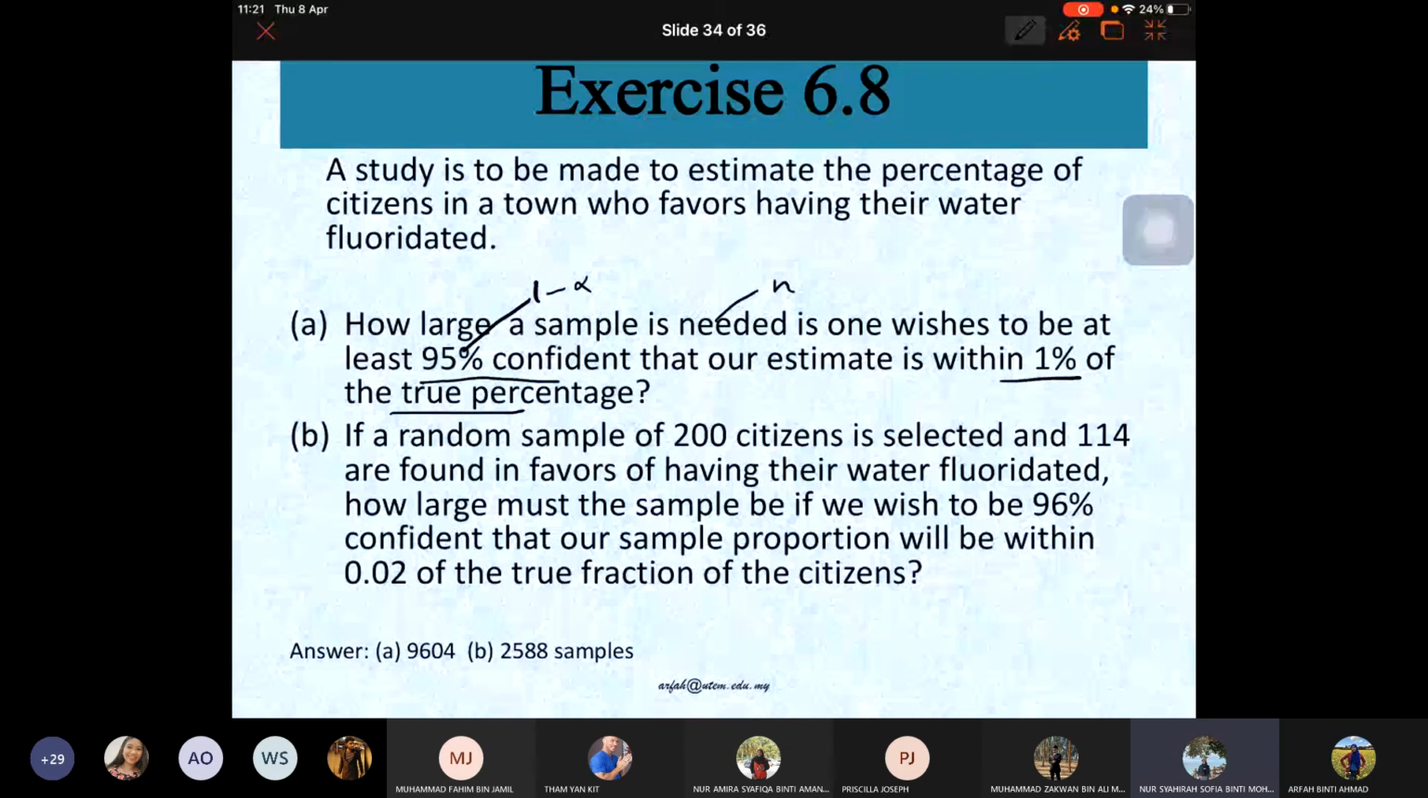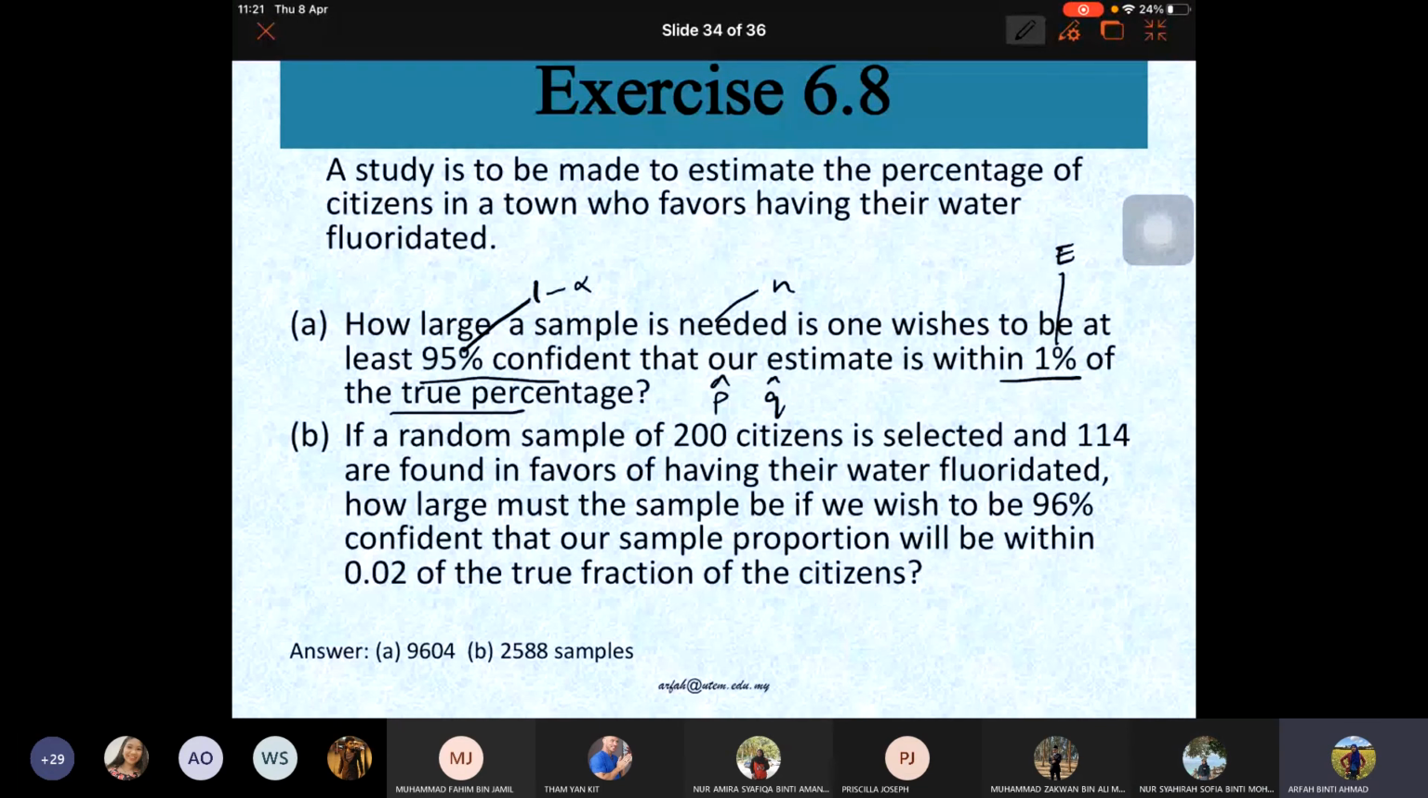P kan? P, tak ada. Ada bagi nilai P. 1% tu apa? Dia nak cari error. Betul, error. This is the error. Okay. Tapi dia tak bagi P hat, dia tak bagi Q hat kan? So macam mana? P hat boleh cari. Boleh cari. Nak cari macam mana? Dekat mana nak cari? Tak tahu. Dia tak bagi P, dia tak bagi Q.